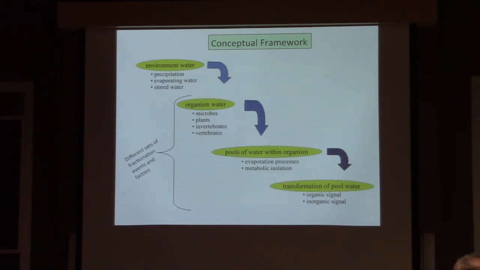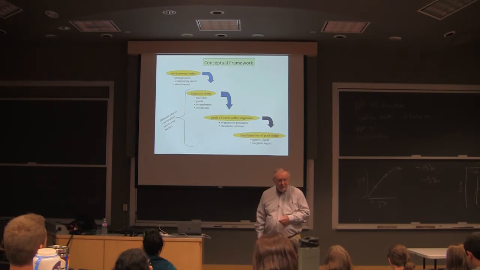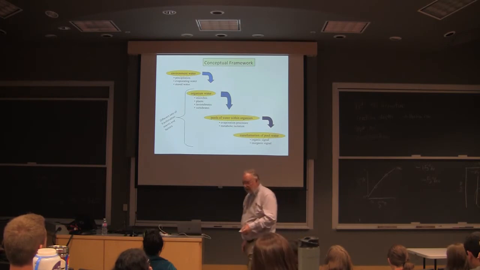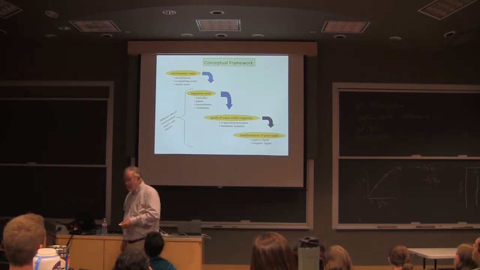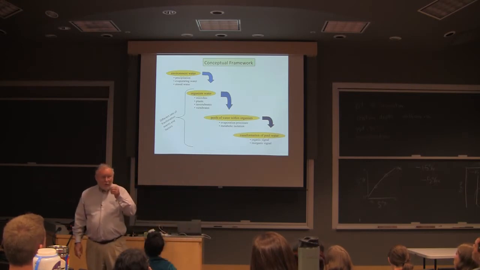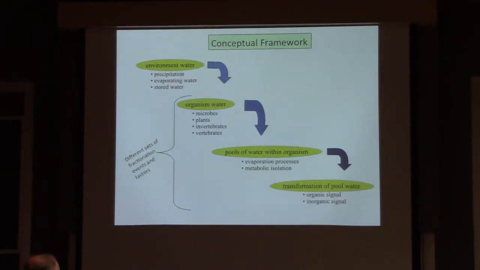Now what happens in the organism when we get organismal water? We see a very consistent pattern that the pools of water within an organism can be very structured. The pools of water in your body are structured. If you happen to be a cancer patient, the pools of water within your body are very exaggerated. And that's because we need to consider two processes: evaporation.